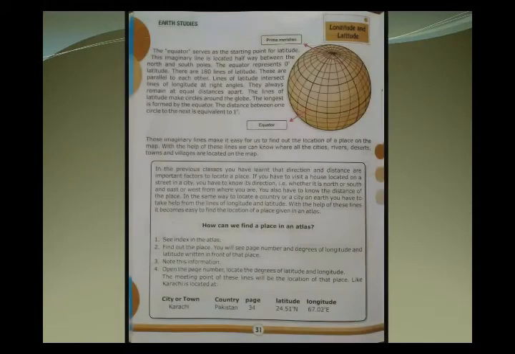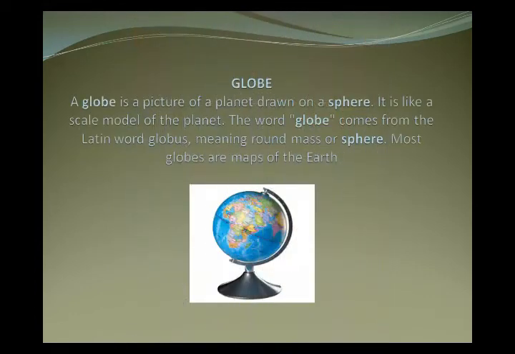Now, the definition of the globe. I'm going to elaborate the definition of the globe for you. A globe is a picture of a planet drawn on a sphere. It is like a scale model of the planet. The word globe comes from the Latin word globus, meaning round mass or sphere. Most globes are maps of the earth.